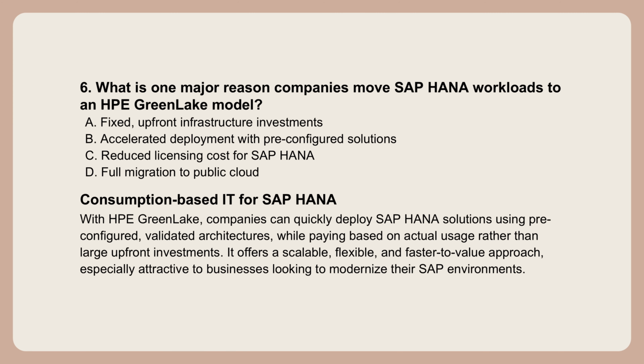Following on that, question 6 asks, what is one major reason companies move SAP HANA workloads to an HPE GreenLake model? Okay, a key driver. The answer we have is accelerated deployment with pre-configured solutions. Speed is always good. It really is, especially today. The GreenLake model often includes these pre-configured, pre-tested SAP HANA solutions. Meaning setup is faster. Much faster, yeah.